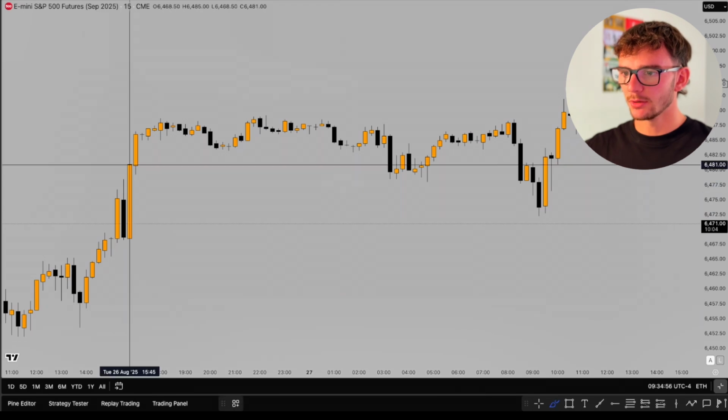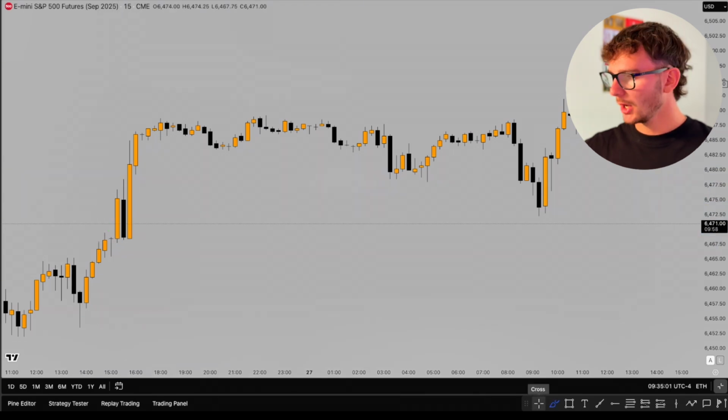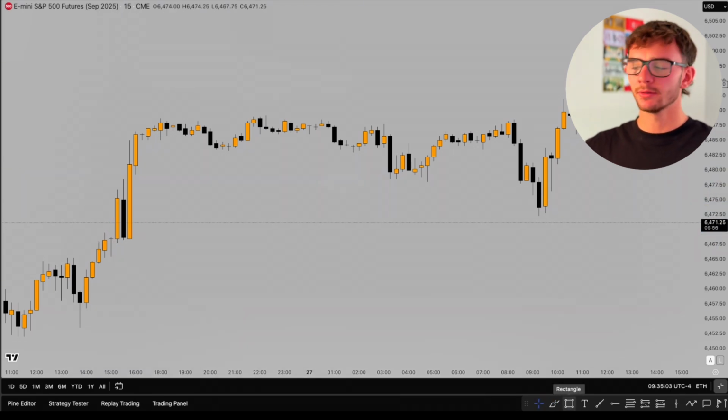So in this example, we're going to be using this 15-minute order block here. And you might be thinking, well, that doesn't overlap with the fair value gap.